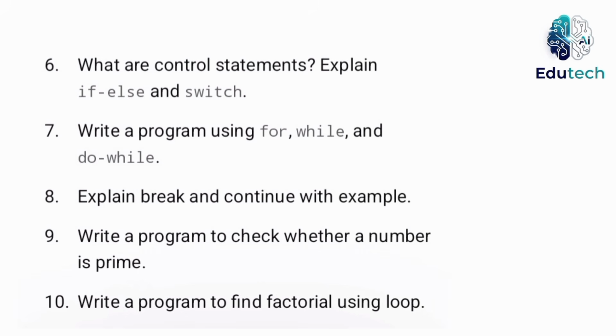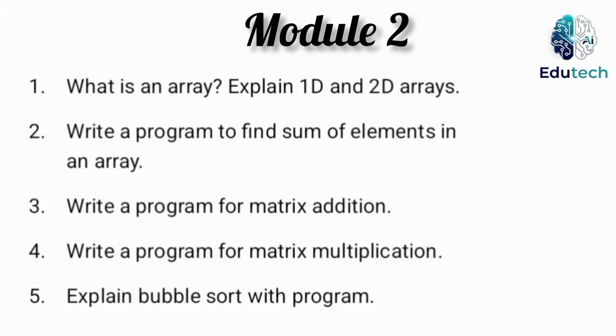10th question. Write a program to find factorial using loop. Factorial means multiplying numbers from 1 to n. What is an array? Explain 1D and 2D arrays. An array stores multiple values in one variable.